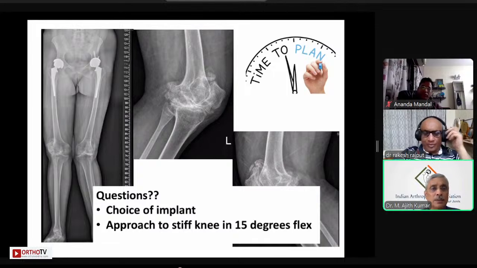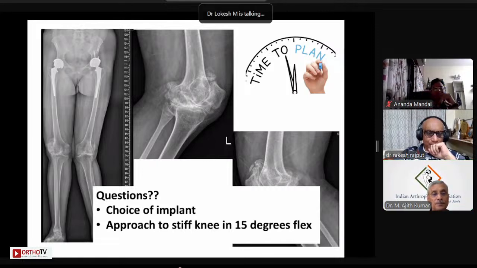Which one are you planning to target? Both in a single sitting or one after the other? One after the other, sir. We did the other one 3 weeks later. Okay. So you're doing the left one now? Yes, sir.